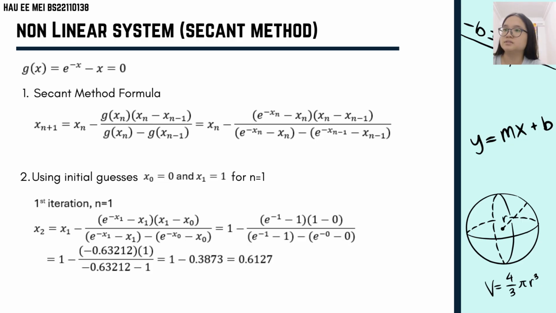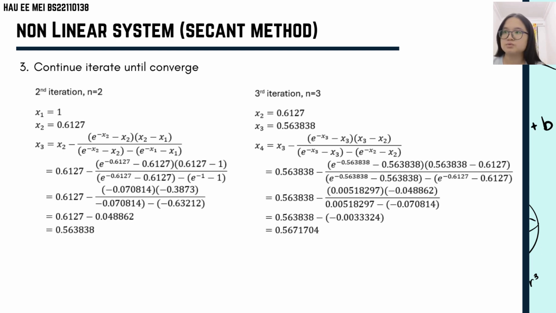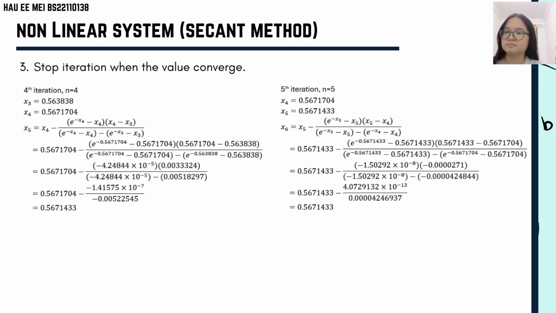In the nonlinear system, we use the secant method by using initial guesses x0 equals 0 and x1 equals 1 for the first iteration. Next, we proceed with the second and third iterations as the approximate root is not converging. At the fourth and fifth iterations, the approximate root shows convergence already, so we can stop the iterations here at n equals 4 and n equals 5.